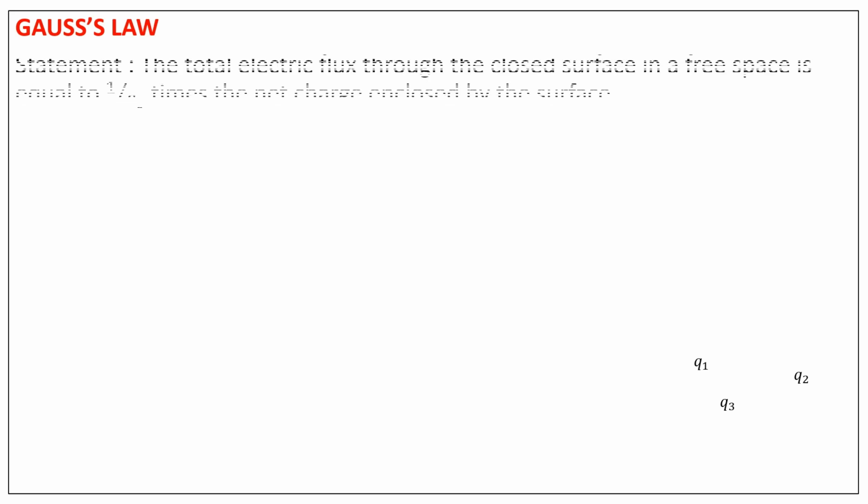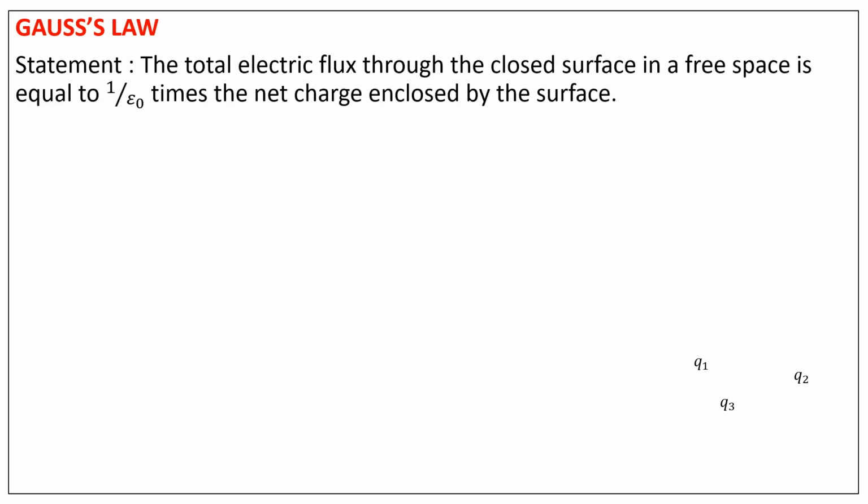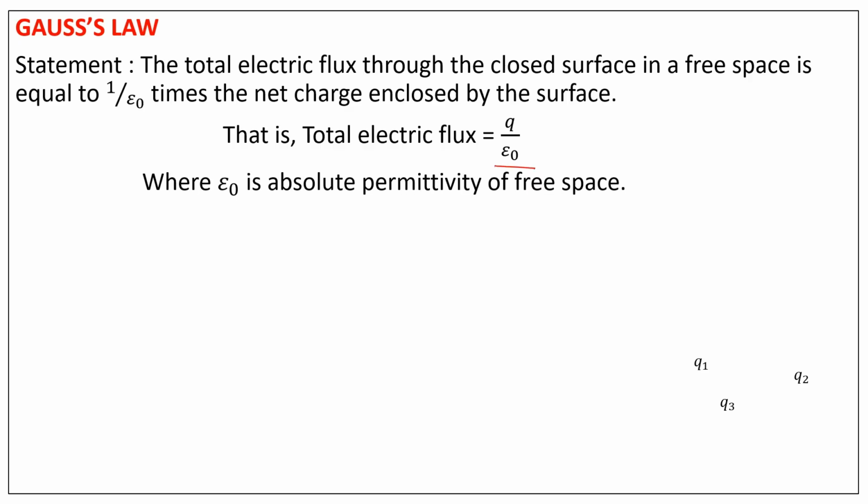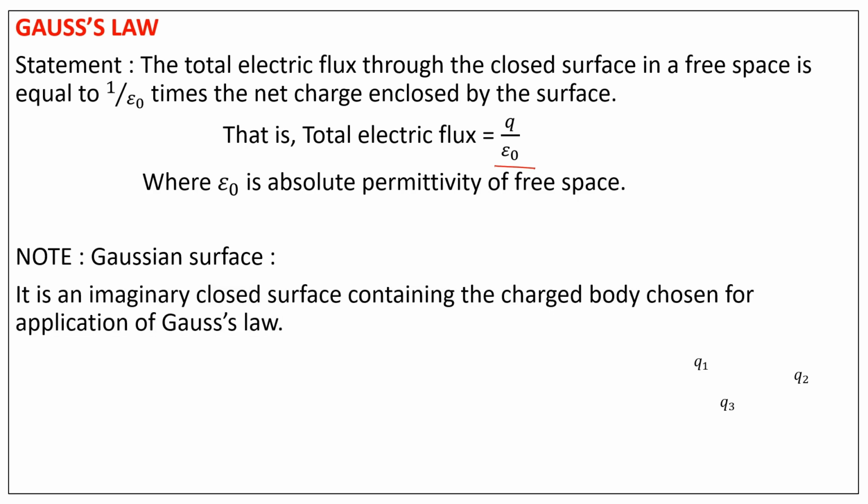Next, Gauss's law. Statement. The total electric flux through the closed surface in a free space is equal to 1 by epsilon naught times the net charge enclosed by the surface. That is, total electric flux is equal to Q by epsilon naught, where epsilon naught is absolute permittivity of free space. Note: Gaussian surface. It is an imaginary closed surface containing the charged body chosen for application of Gauss's law.